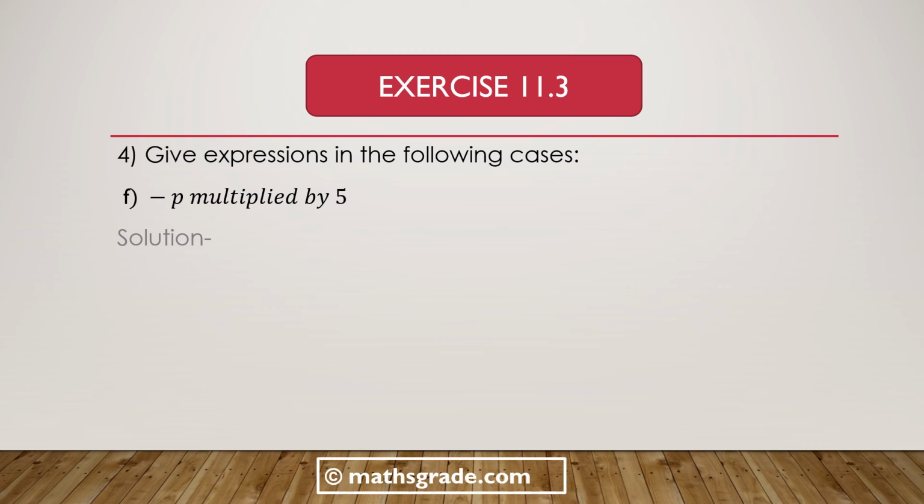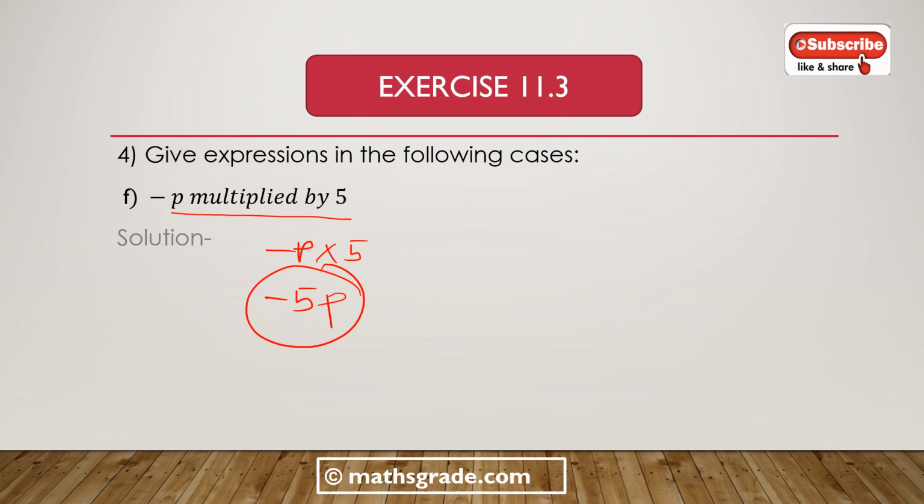Now F. Minus p multiplied by 5. Here variable is p and the constant is 5. We have to multiply minus p with 5. The expression will be minus p multiplied with 5. So this will be minus 5p.